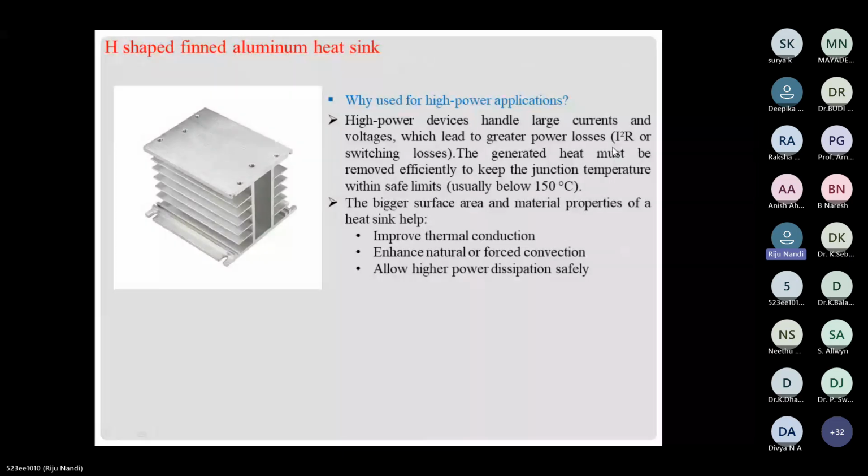So the generated heat must be removed efficiently to keep the junction temperature within safe limits, usually below 150 degrees centigrade. When temperature is high, that heat must be removed. So the heat sink is used to remove that heat. The bigger surface area and material properties of a heat sink help improve thermal conduction, and also enhance natural and forced convection, allowing high power dissipation safely.